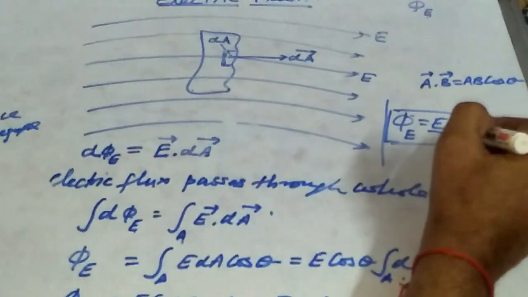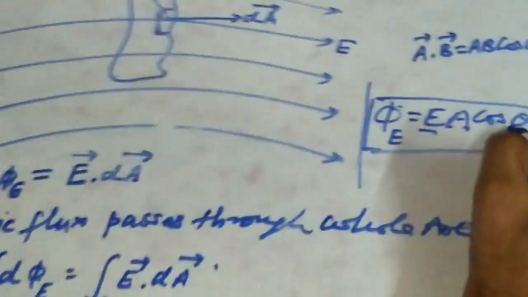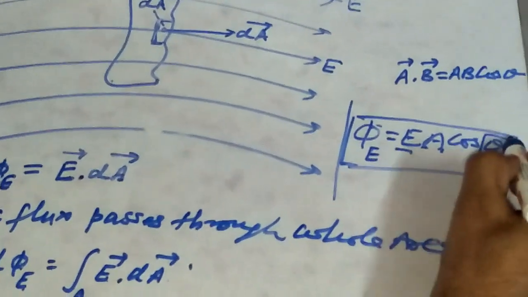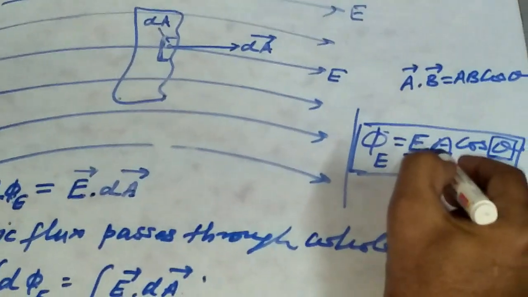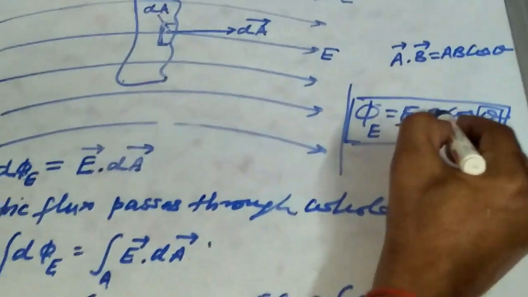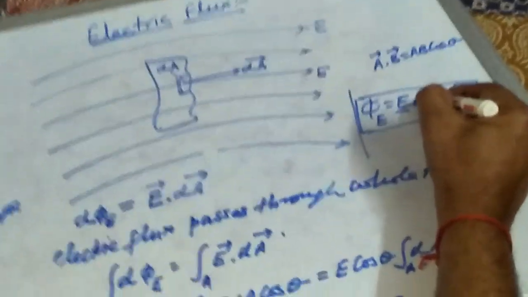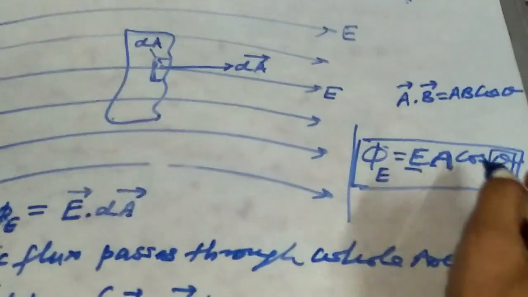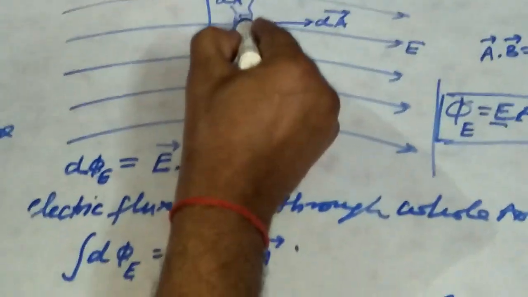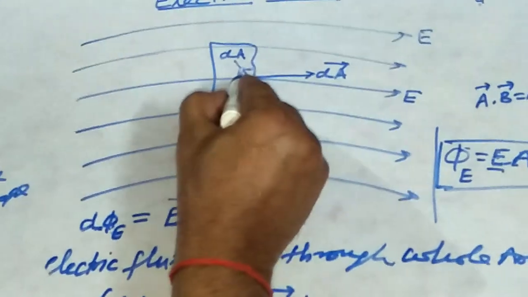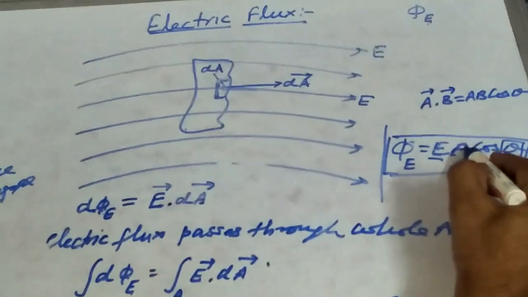Now E is the electric field, A is the area of the surface held in the electric field, and dear student, be careful about this theta. Theta is the angle between the electric field and the axis of this area, or the area vector. The area vector is the line perpendicular or normal to that surface and directed outward, so theta is the angle between the electric field and the area vector. This one is the area vector and this one is the electric field. So theta is the angle between the electric field and the axis of this area vector.